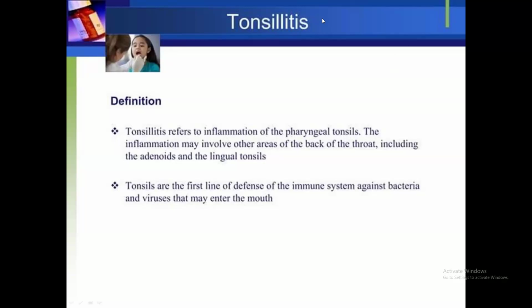When we want to differentiate tonsillitis along with adenoids, what type of symptoms should we consider in the totality? First and foremost, tonsillitis refers to the inflammation of the pharyngeal tonsils. The inflammation may involve other areas of the back of the throat, including adenoids and lingual tonsils. Tonsils are the first line of defense of the immune system against bacteria and viruses that may enter the mouth.